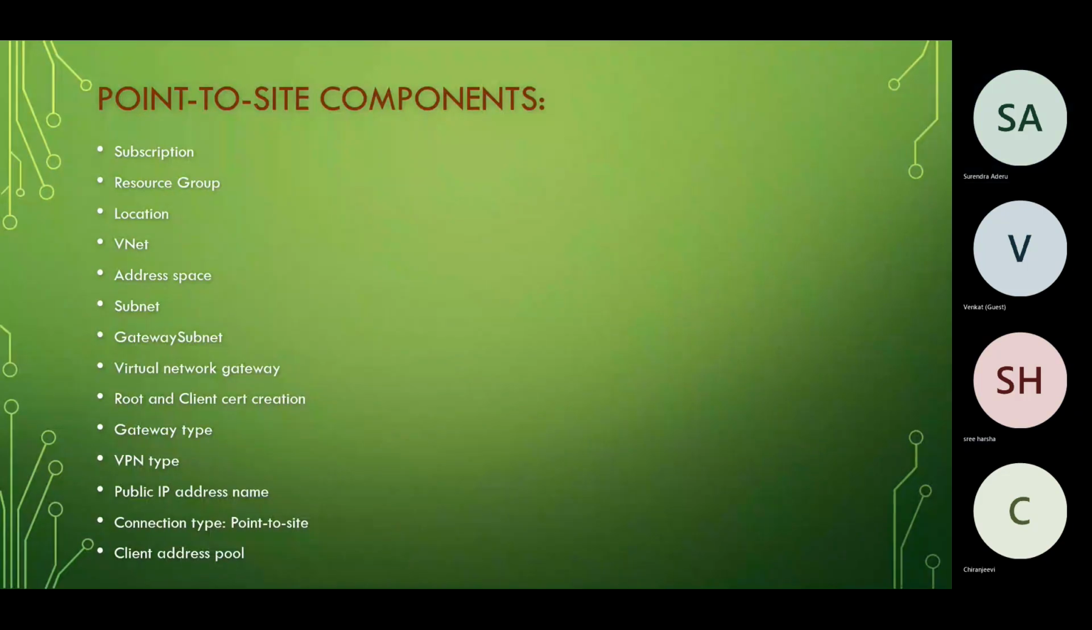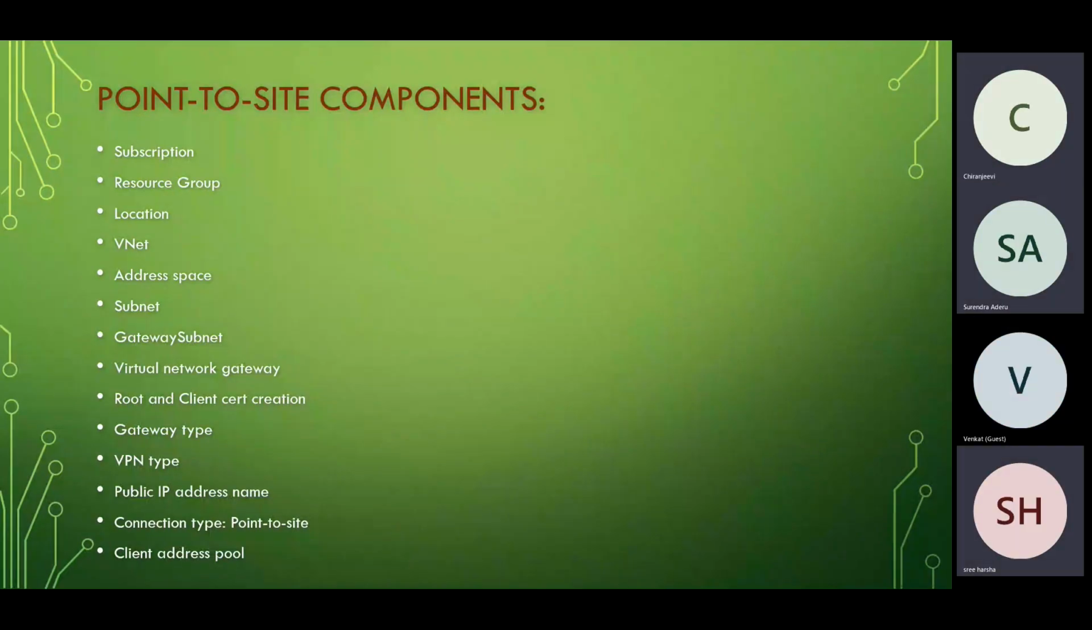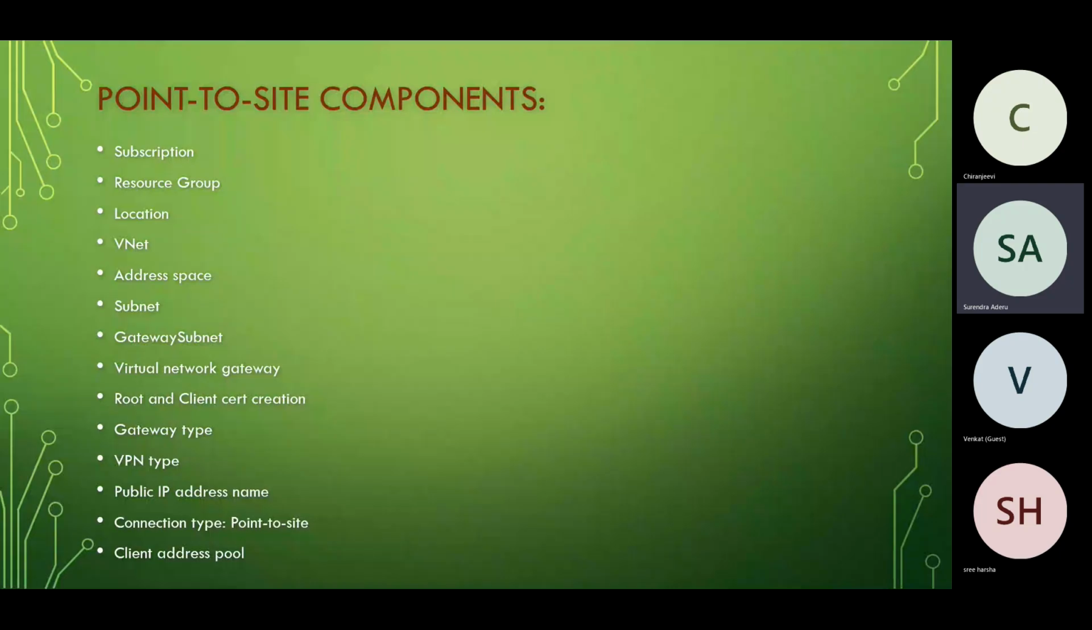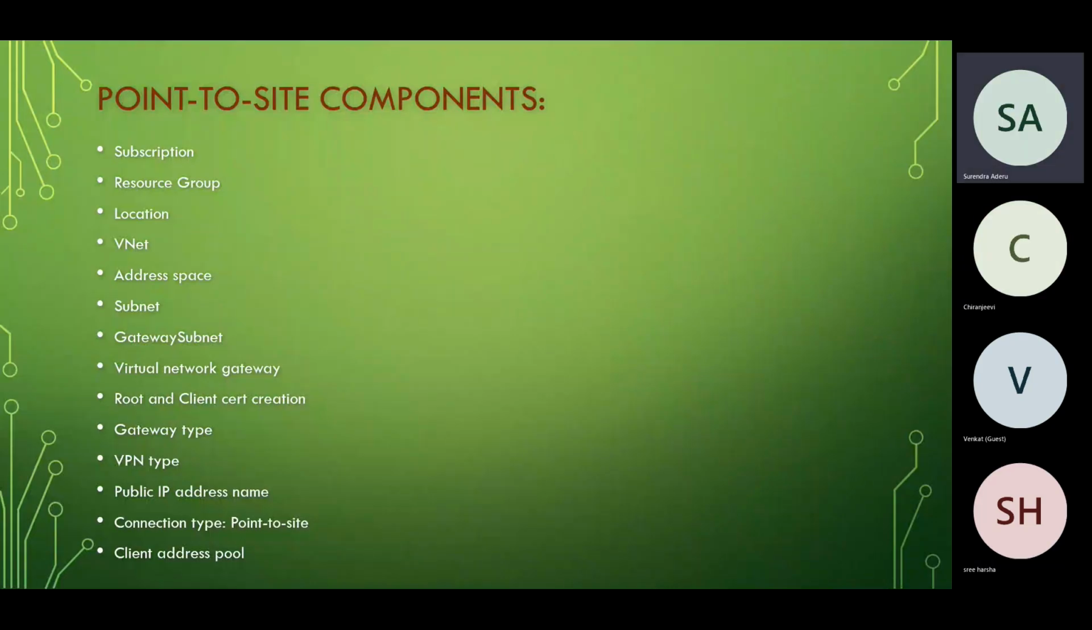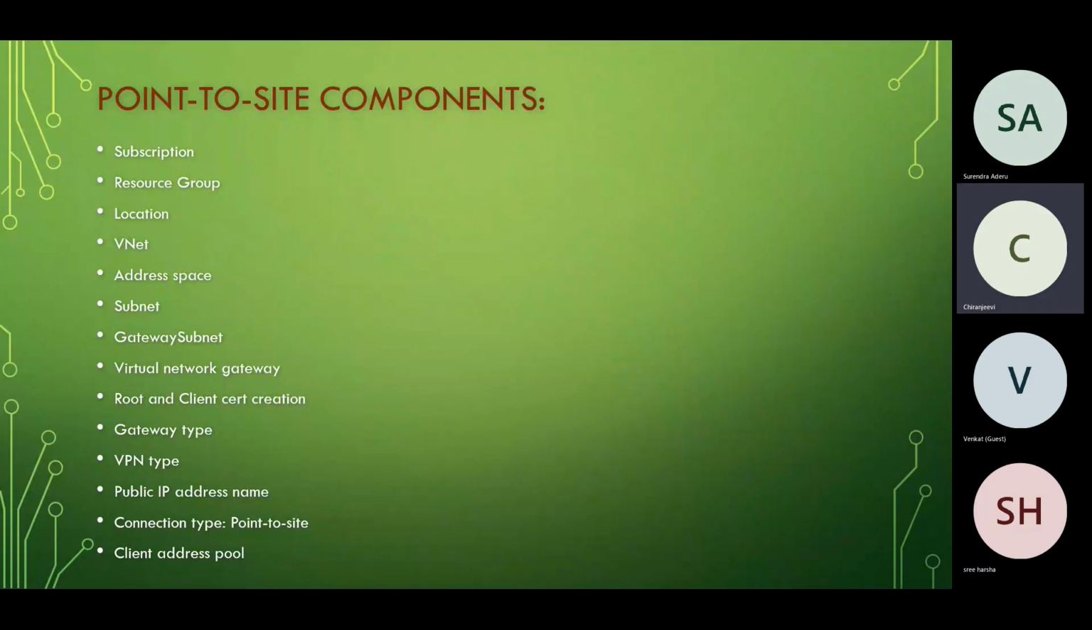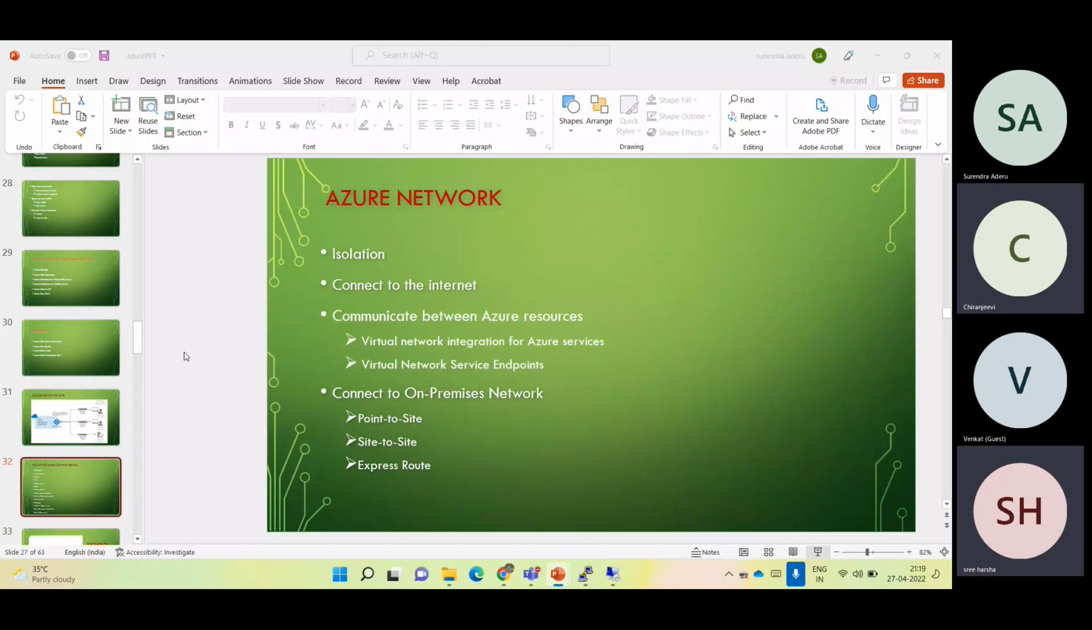What does address space mean here? Address space here is the IP address range for your VNet. VNet 01 will use 10.100.130.0 private IP segments. And location means region.